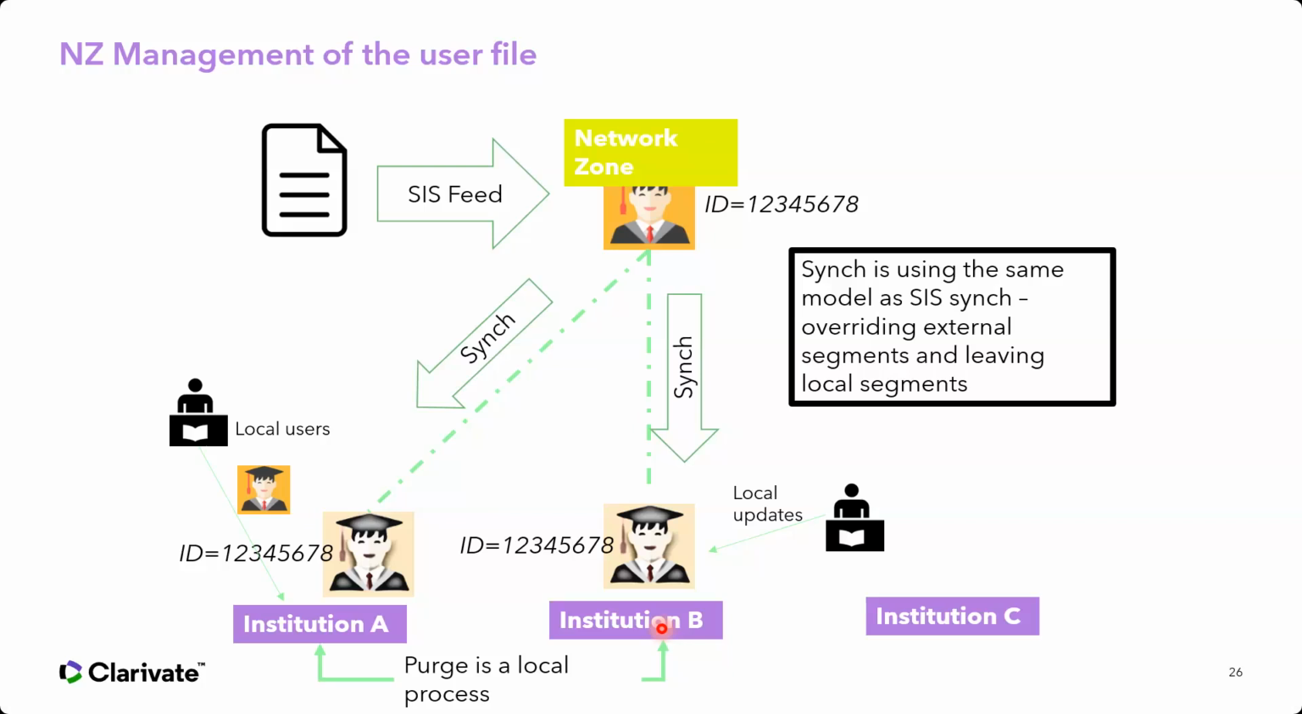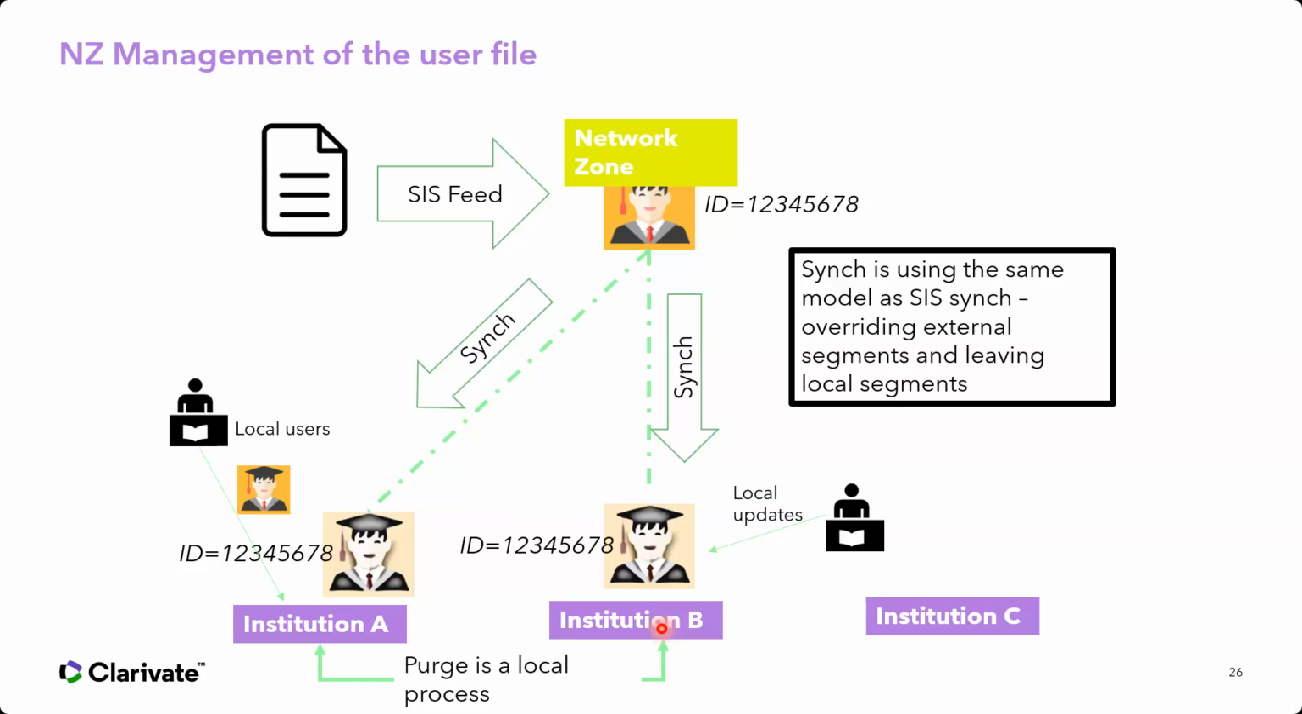So Moshe, there's one file being imported into Alma at the network zone. That's the only place the SIS feed is running, the integration profile of type user. Exactly, yes. And then it just syncs out. That seems most efficient of these three models you showed.